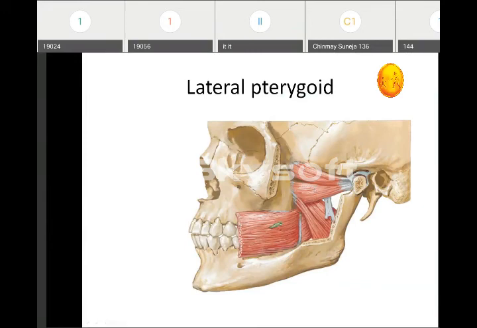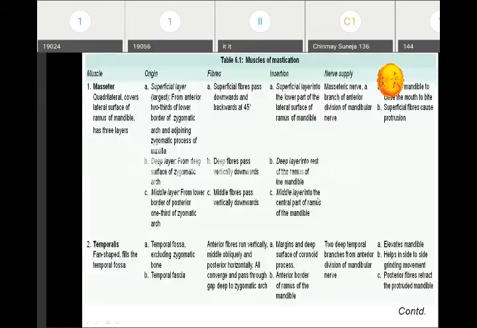Again, I am repeating, both medial pterygoid and lateral pterygoid take origin from the lateral pterygoid plate, from its medial surface and lateral surface. These fibers fuse with each other and get inserted over a depression in front of the condylar part, which is known as pterygoid fovea. Okay, so this is the lateral pterygoid muscle. Again, we will discuss this. We will read the origin and insertion.